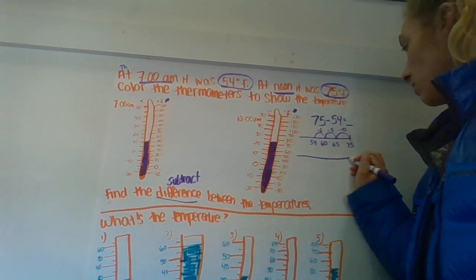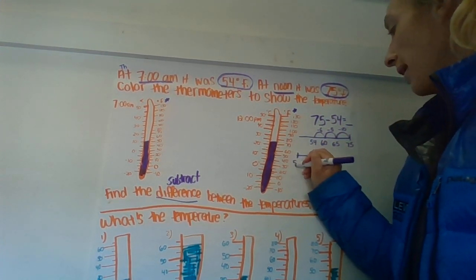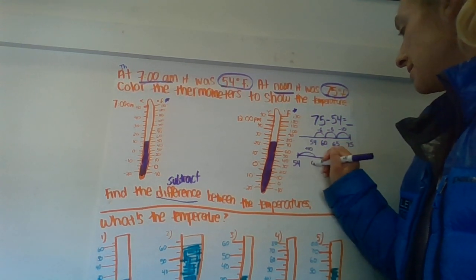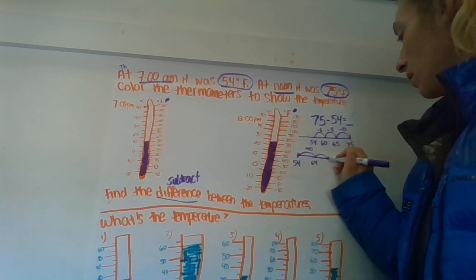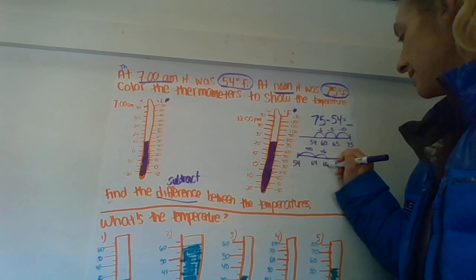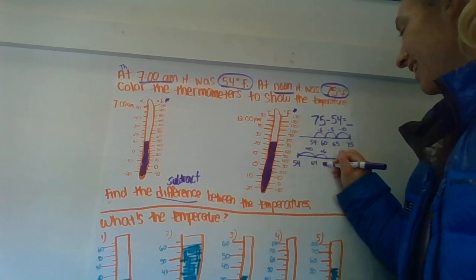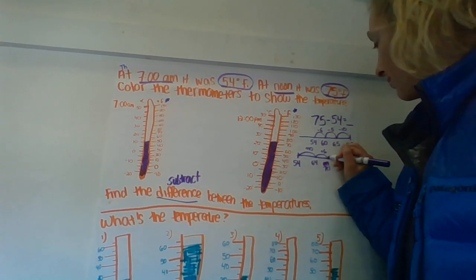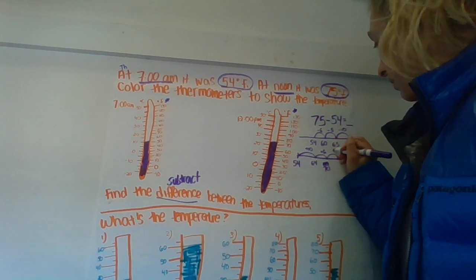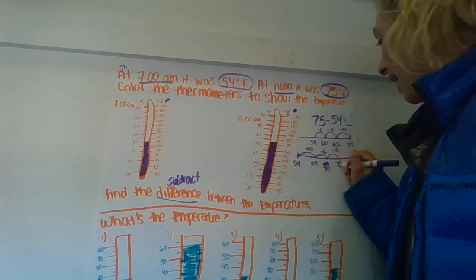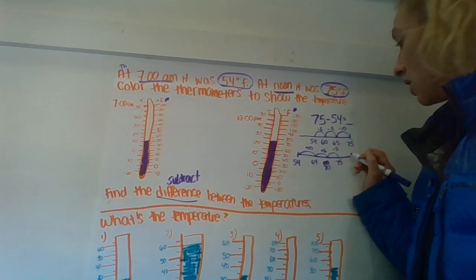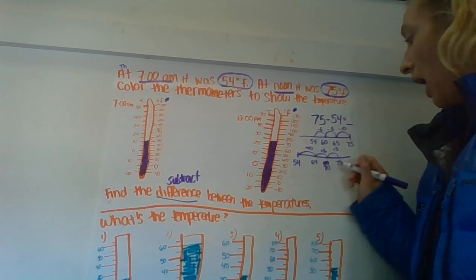I could also do a number line going this way. 54 plus 10 is 64, plus 6 is 70. I'm so sorry. Miss Cashin's mistake of the day, you knew it was coming. Plus 5 is 75. 10 plus 6 is 16. Plus 5 more is 21.